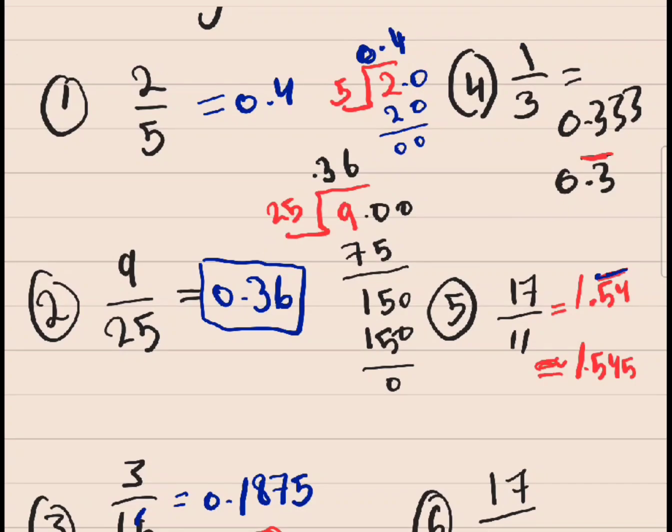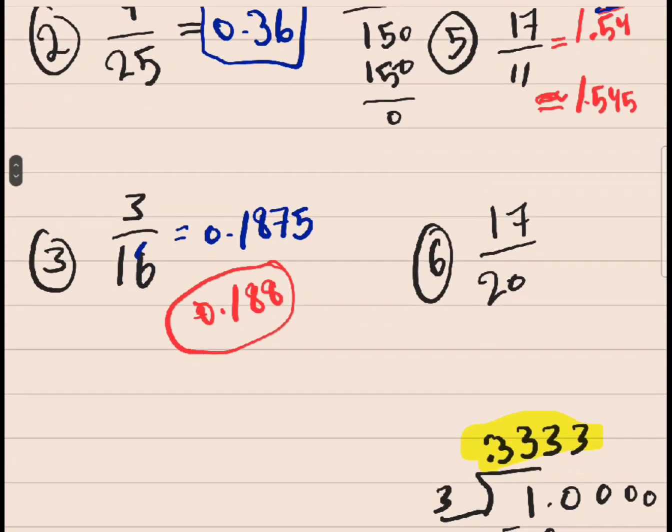Number 6, 17 over 20, so 17 divided by 20 is going to give us 85 hundredths. So it cuts off in the hundredths place, so no need to round. That one works out nicely. So there you have it. There's how you convert a fraction to a decimal. Divide the numerator by the denominator, and then interpret your answer. Do you need to round? Is it a repeating decimal?